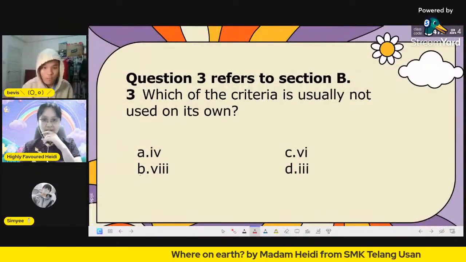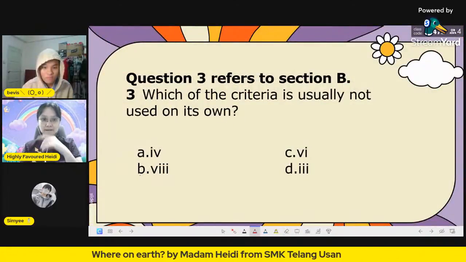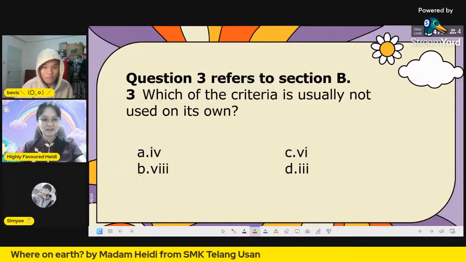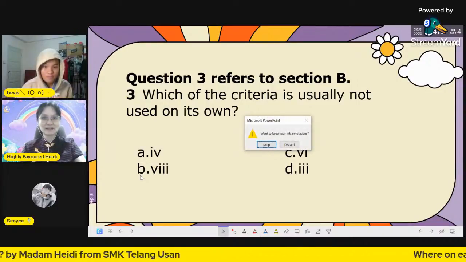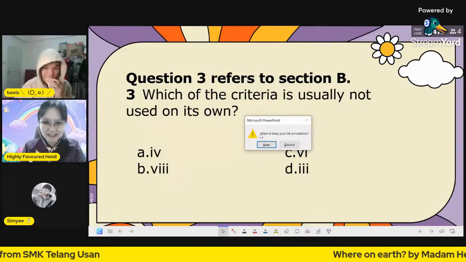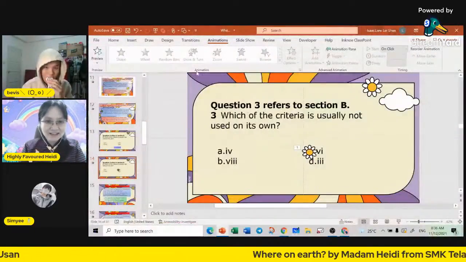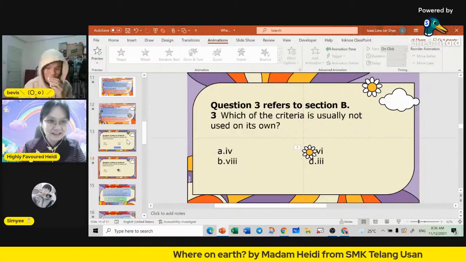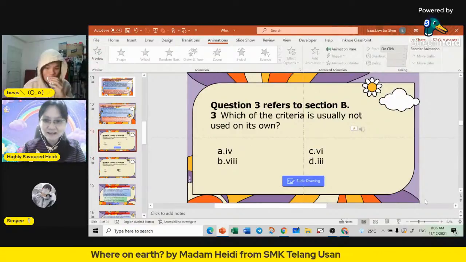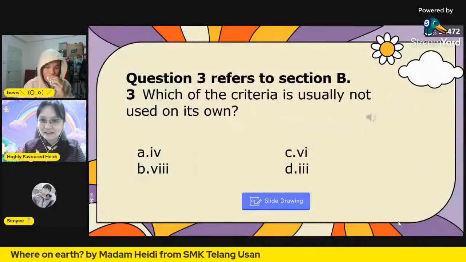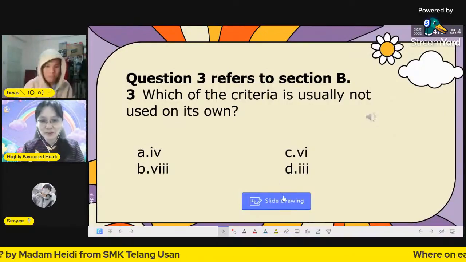Okay, now this one, I didn't put, wait. Okay, I'm afraid after that I click, the answer will appear. Wait, why is I shucks? Okay, now slide drawing again.